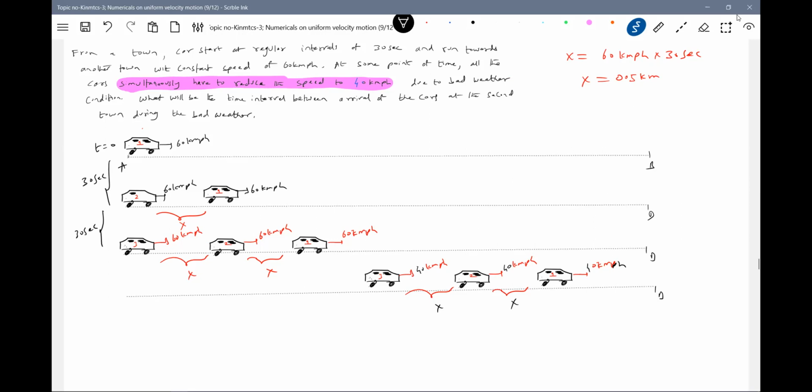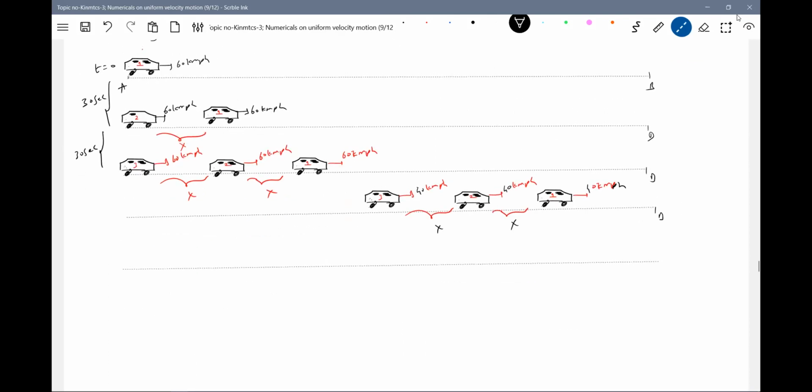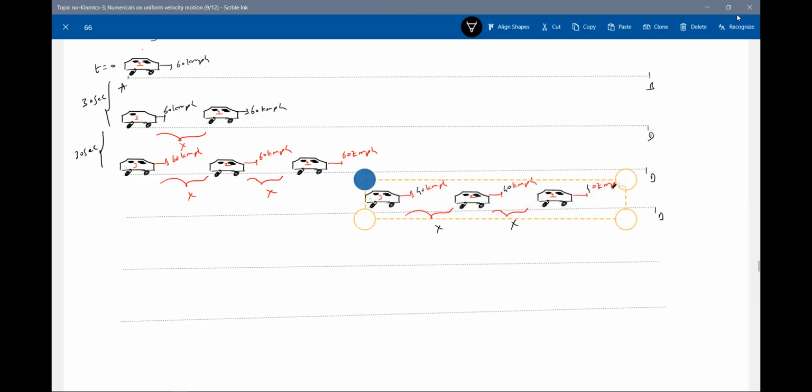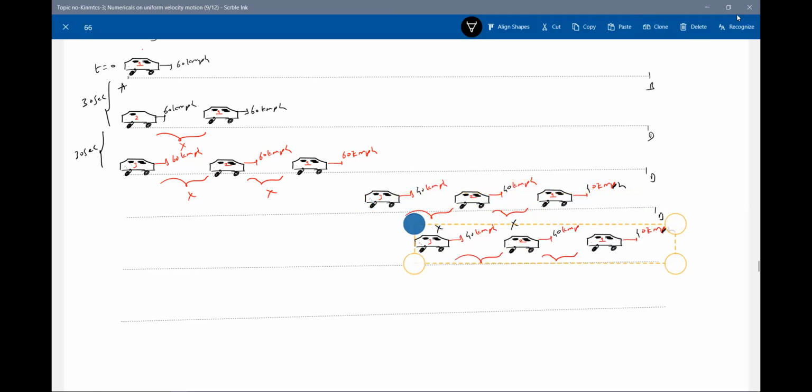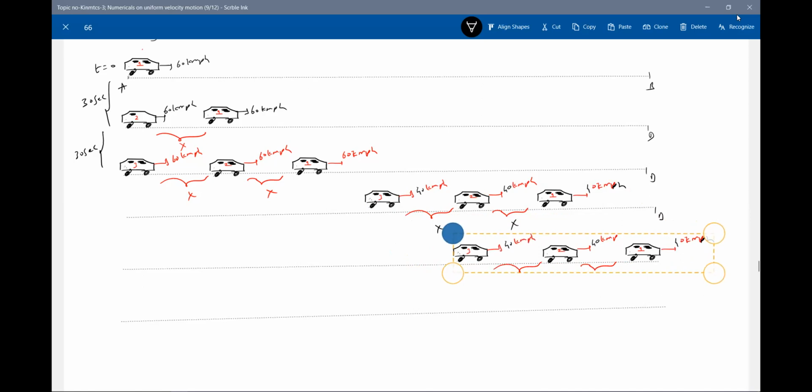Now, what is the time interval? The first car will enter now. The first car will reach. Next, the second car will reach. The first car now is about to just enter the station B.